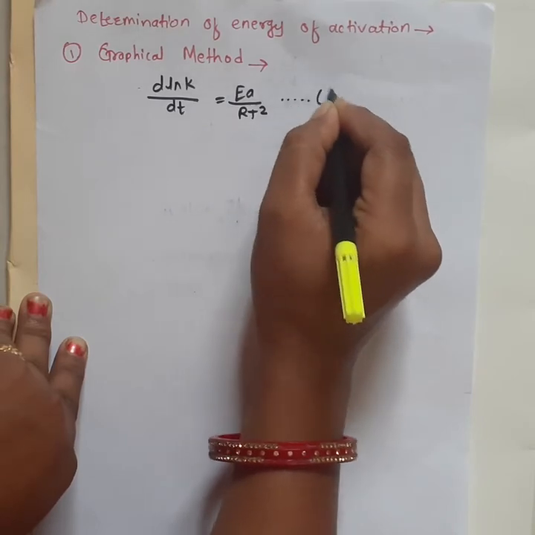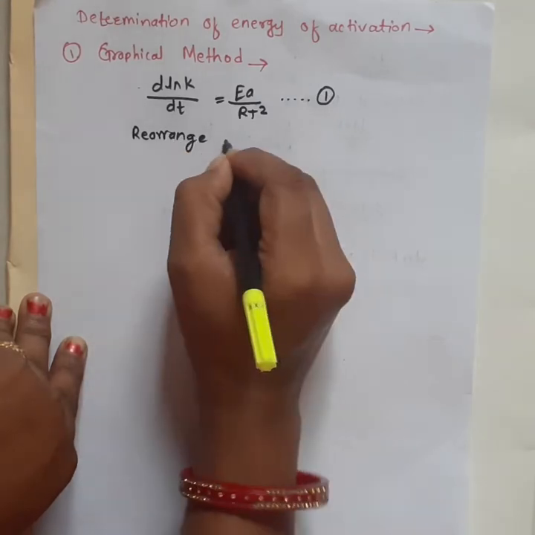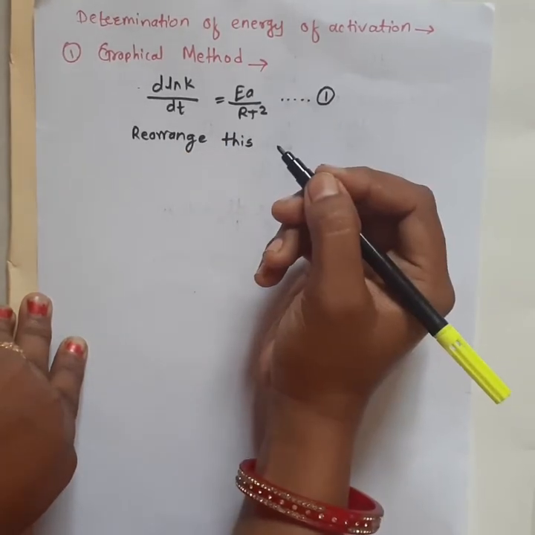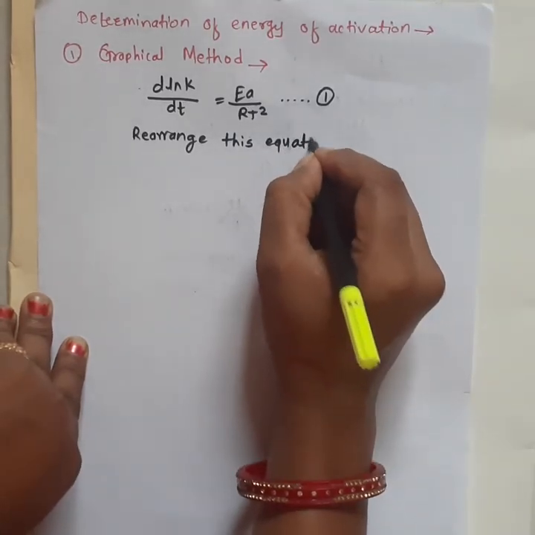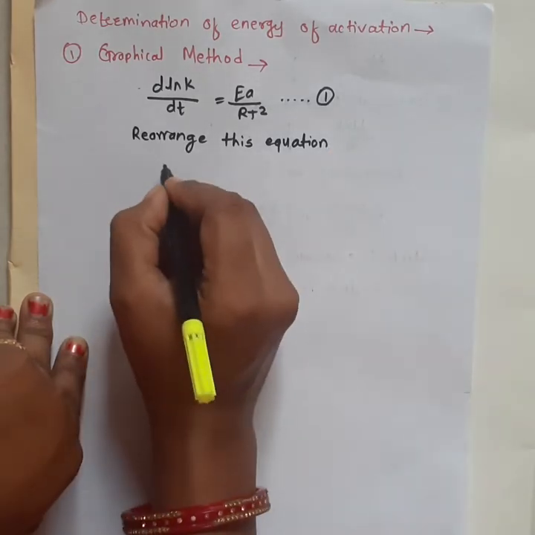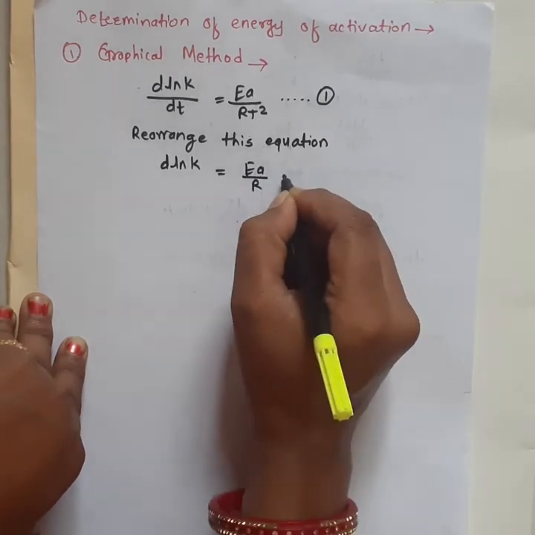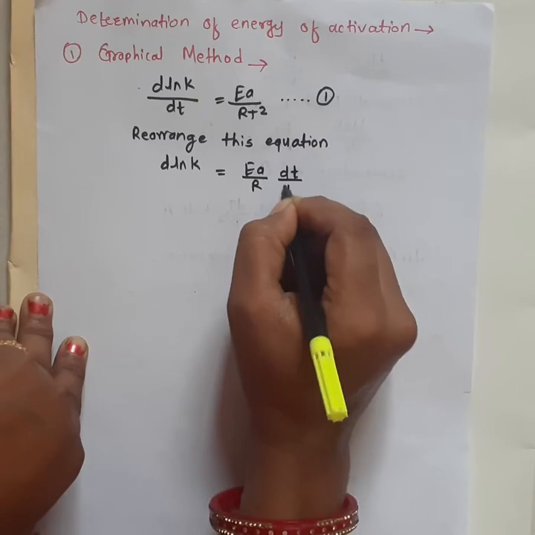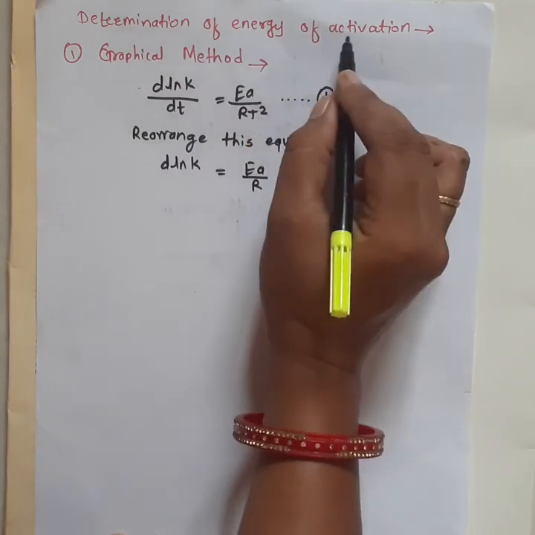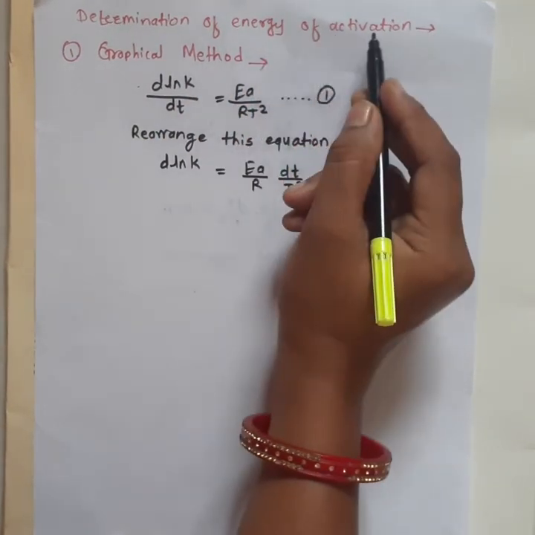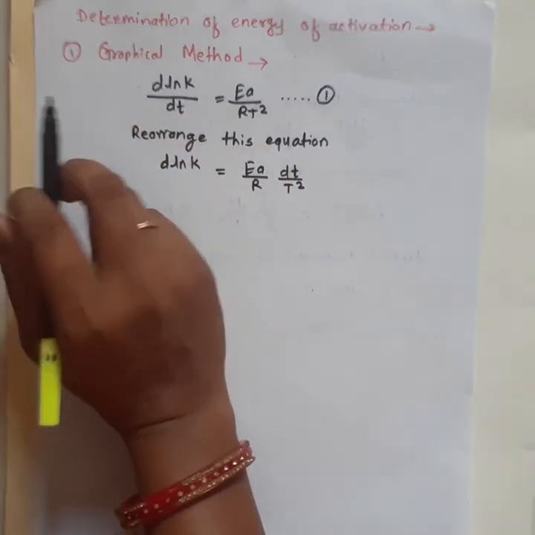This is called equation 1. If we rearrange this equation, we get d ln k is equal to Ea upon R into dT upon T square. So we have to determine the energy of activation, and to determine the energy of activation we will study two methods. First is a graphical method and second is an analytical method.